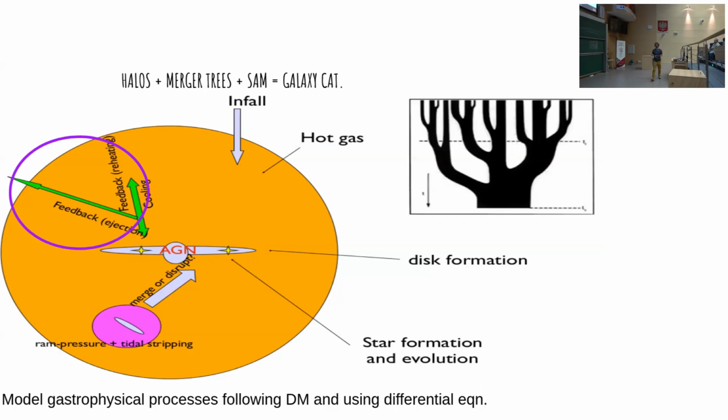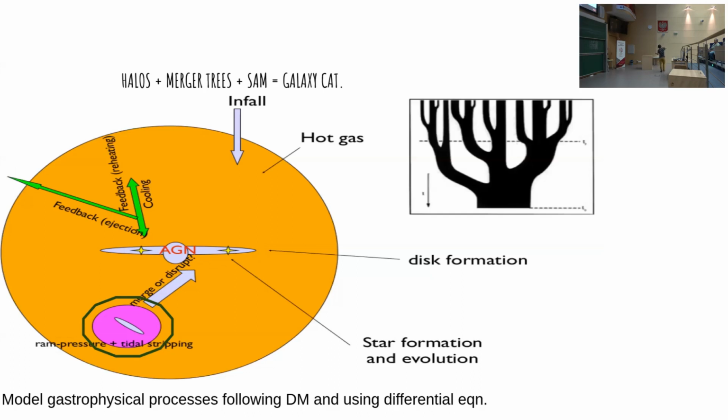If you have stars, these stars should produce some energetic feedback, because some of the stars will explode as supernovae. So this is feedback. And they can eject the gas outside of the halo. And some of the gas will just be heated and go back to the hot halo. And then you can follow the mergers. That's why you need the merger trees.